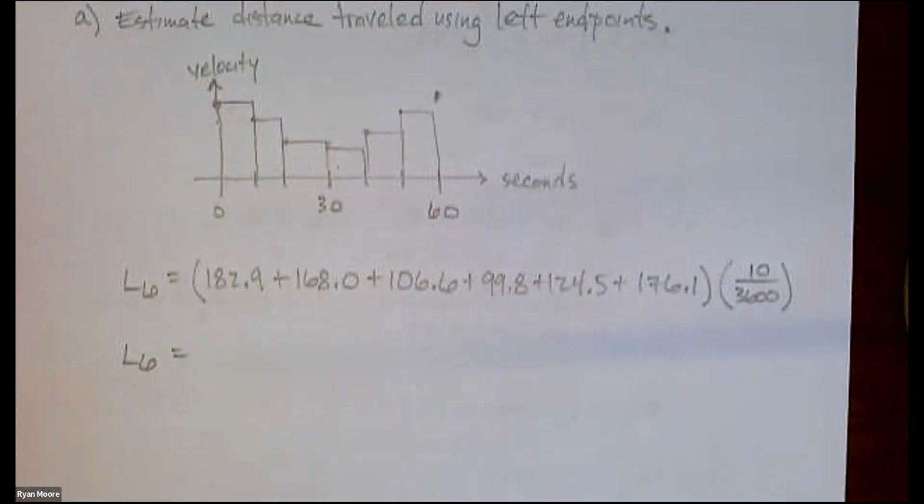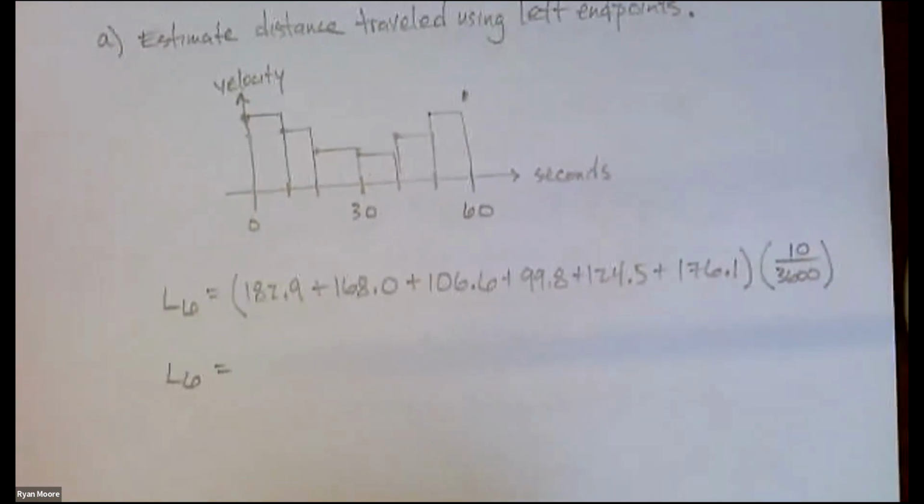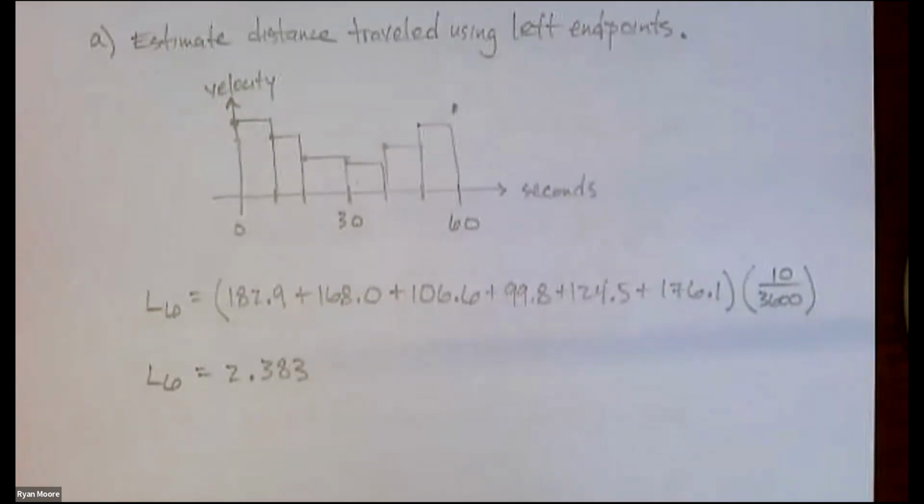We can do that calculation. Okay, let's see here. 182.9 plus 168 plus 106.6 plus 99.8 plus 124.5 plus 176.1. Then times 10 over 3600. What does that give us? I got 2.383. It doesn't tell us how to round, but 3 decimal places will be nice. Very good.